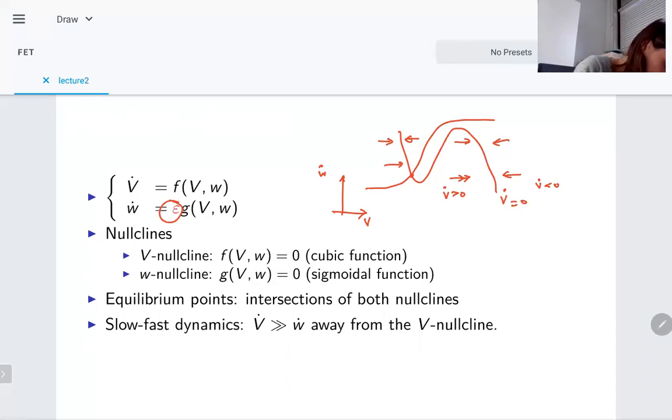And actually, except when we are on V dot equal to 0, which is typically called, in the context of slow-fast systems, the slow manifold, here it is dominated by the dynamics of W. Okay, and actually what happens is that for the trajectories, let me change the color.